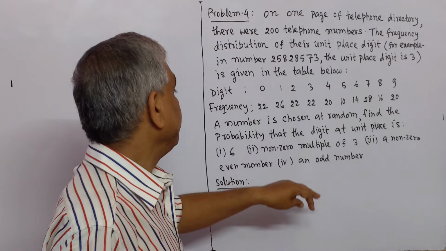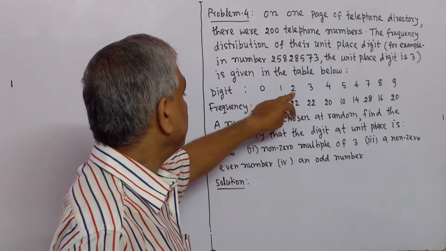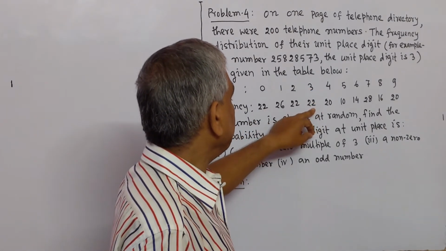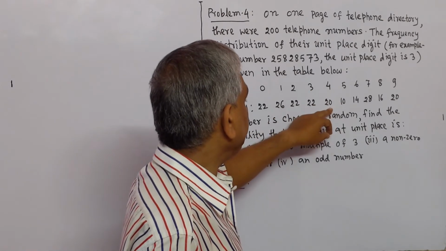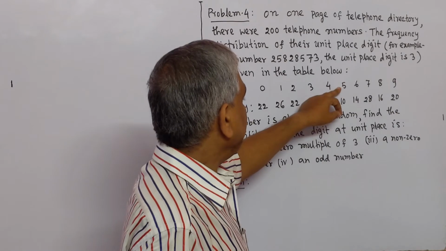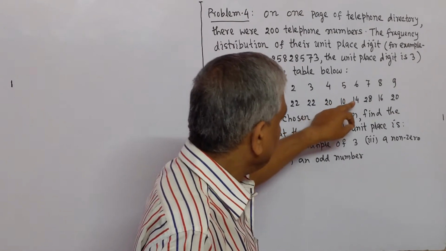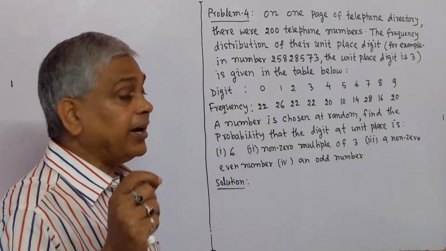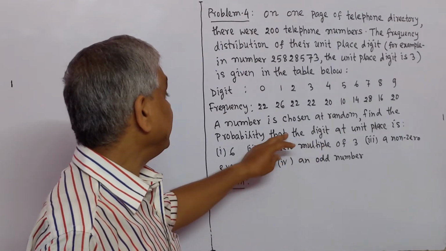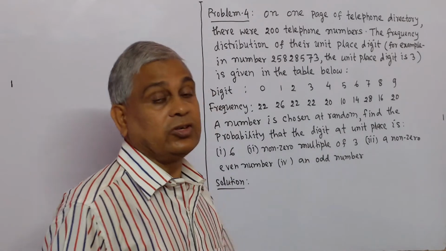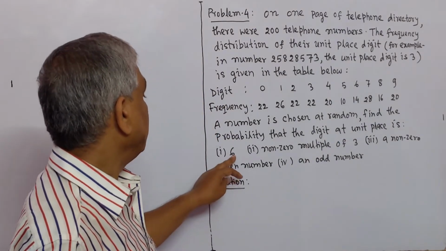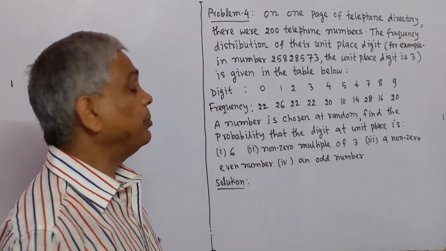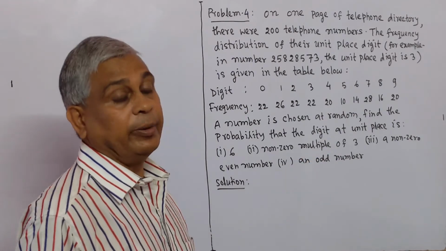Similarly, unit place digit 2, number of numbers 22. Unit place digit 3, number of numbers 22. Unit place digit is 4, number of numbers 20. Unit place digit 5, number of numbers 10. In this way we get the others also. A number is chosen at random. Find the probability that the digit at unit place is number 1, 6, number 2, a non-zero multiple of 3, number 3, a non-zero even number, number 4, an odd number.